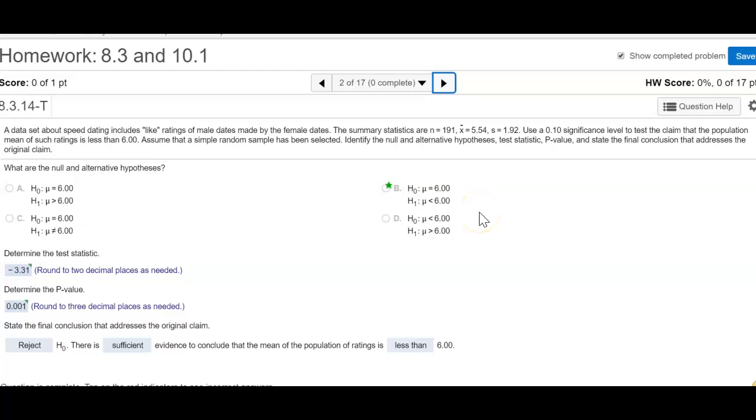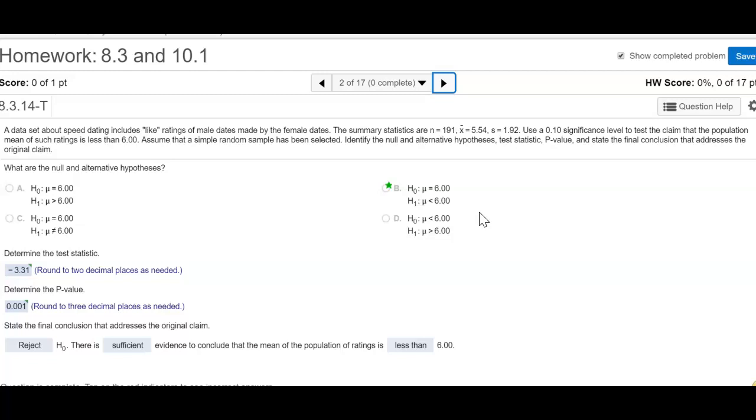Okay, we're going to look at question 2 on the homework assignment. This one, a data set about speed dating, includes ratings of male dates by the female dates. The summary statistics are given. They want us to use a significance of 0.10 to test the claim that the population mean is less than 6. So identify the null and alternative hypothesis, the test statistic, the p-value, and state the final conclusion.